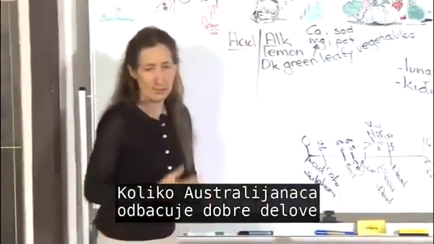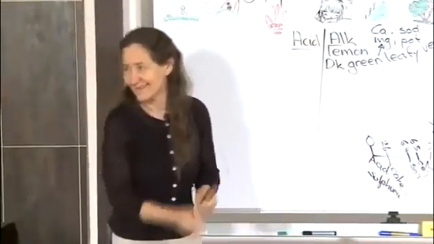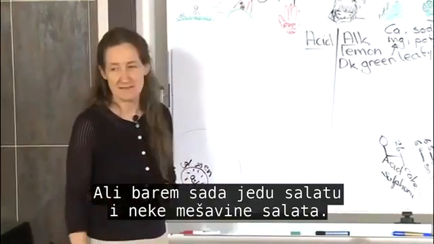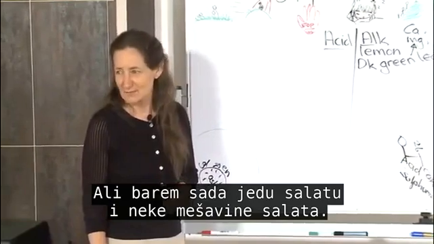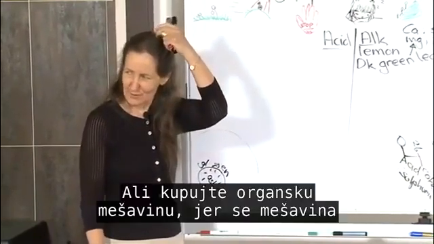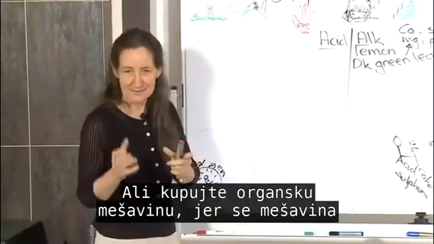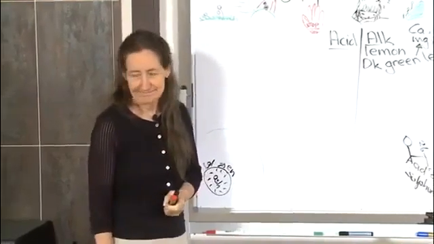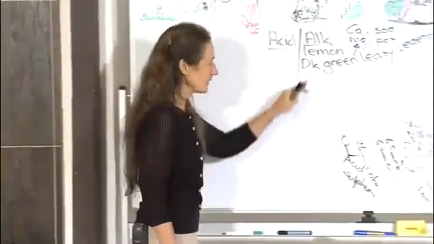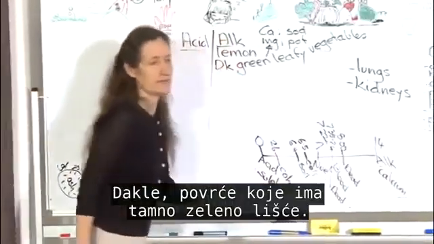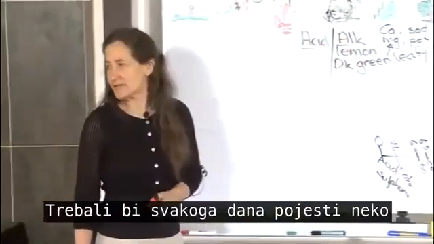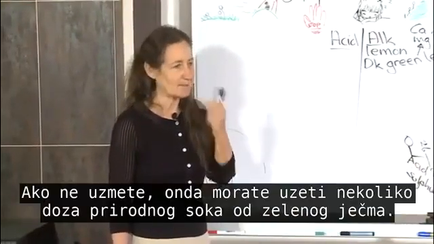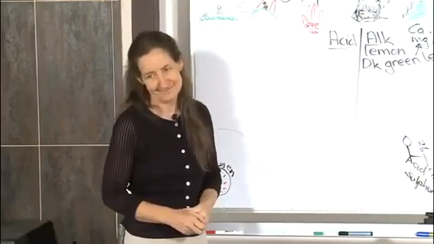How many Aussies throw away the good bits and eat that white heart? I don't think so much now. At least Aussies are eating cos lettuce and even salad mix. But buy your organic salad mix, because the salad mix that's not organic, they do soak it in some chemicals. It's a bit scary, isn't it? So your dark green leafy vegetables. Every day we should eat some form of dark green leafy vegetable. If you don't, you'll have to take a couple of doses of green barley.